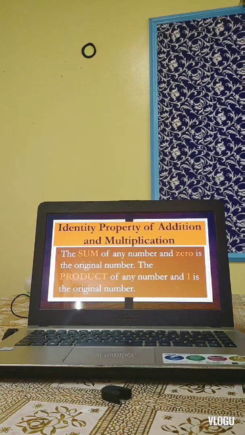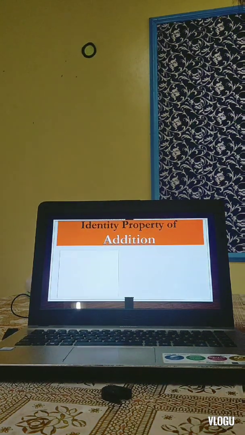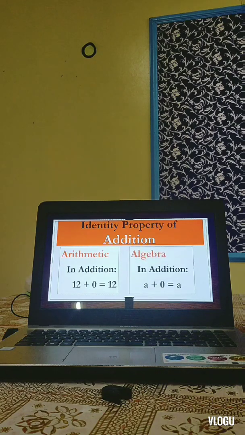Next is the identity property of additions and multiplications. Identity property of real numbers: take note of the words, the sum of any number and zero is the original number. And the product of any number and 1 is also the original number. For example, in addition, 12 plus 0 is equal to 12. And in algebra, a plus 0 is equal to a. That is the rule in the identity property of real numbers in additions.